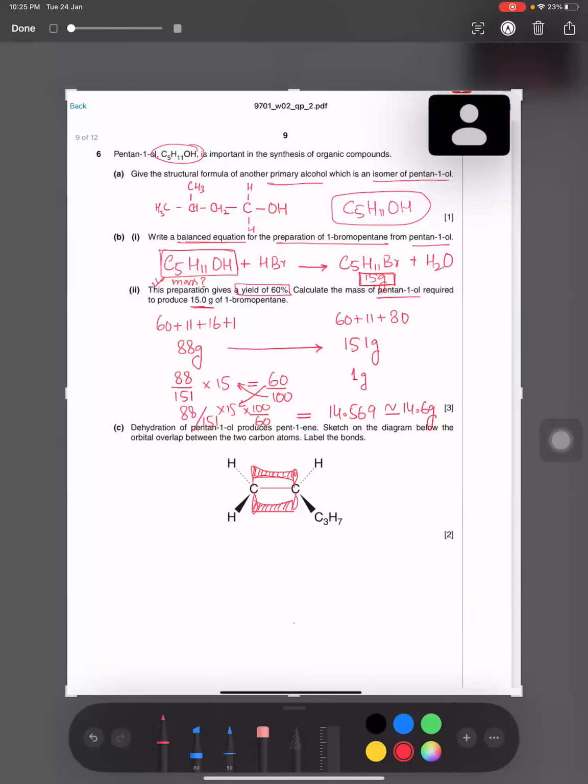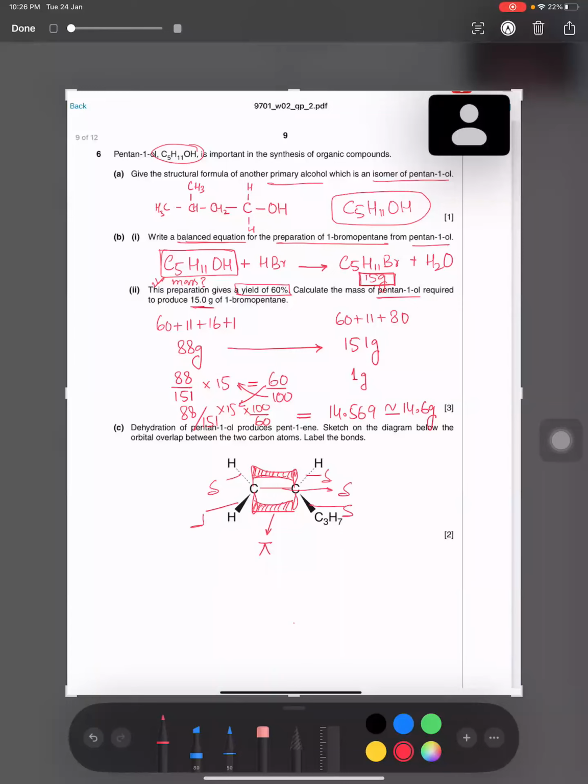Sir, yes beta, how will we label them? You need to label all the bonds. So this one is a pi bond. It can be shown like this. And this one is a sigma bond. A sigma bond is always like this. All the other bonds are sigma bonds. Whenever the bond is single, it is always a sigma bond.